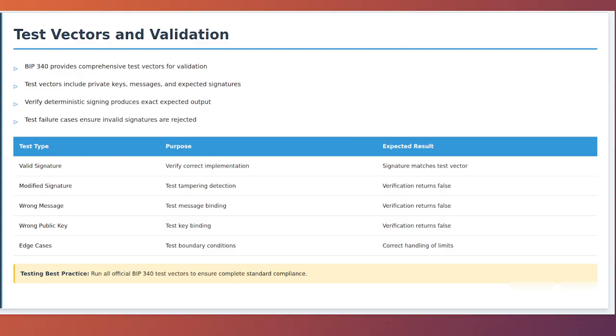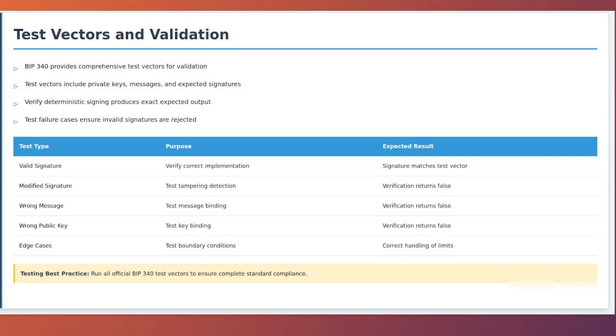For each test vector, we should verify that our key generation produces the correct public key from the private key, that our signing function produces exactly the expected signature bytes when given the private key and message, and that our verification function returns true for the valid signature and false for modified signatures. If any of these checks fail, we have a bug in our implementation that must be fixed. Let's walk through testing with a specific example vector.